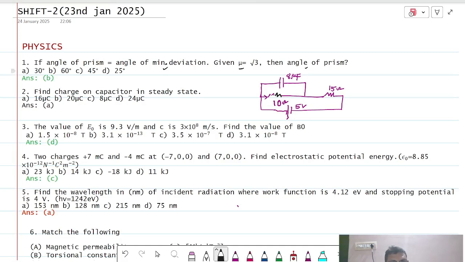Given the angle of prism is equal to the angle of minimum deviation. That means the given data is A equal to delta. Minimum deviation I am representing by delta. And the refractive index of the prism is given, mu equal to root 3. Asking to find out the value of A. So you need to be thorough with which formula to use from the given data.